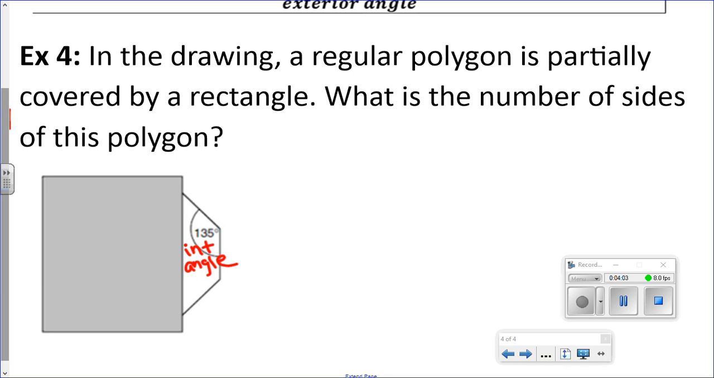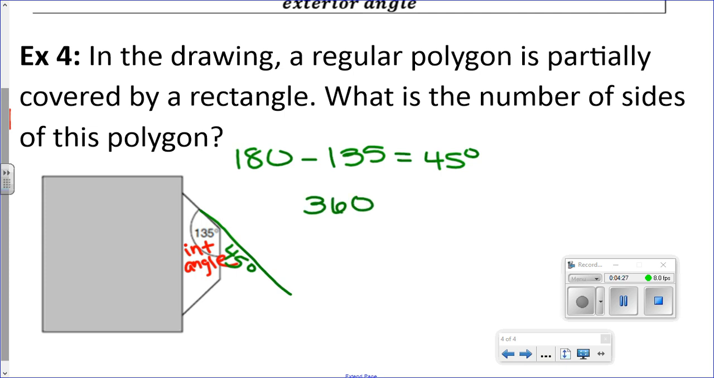Okay, so we have the interior angle. So we need to go find that exterior angle. And in order to do that, because they form a linear pair, you do 180 minus 135, and you wind up with 45 degrees. So now we know that this exterior angle is 45 degrees. And now we know if we do 360 divided by the 45 degrees, we can get the number of exterior angles, which also gives us the number of sides, which is 8 sides.